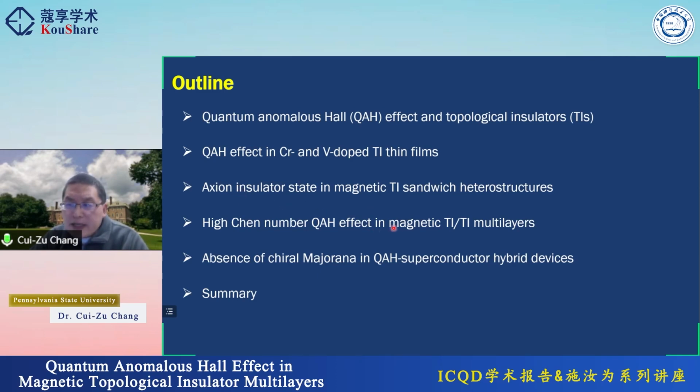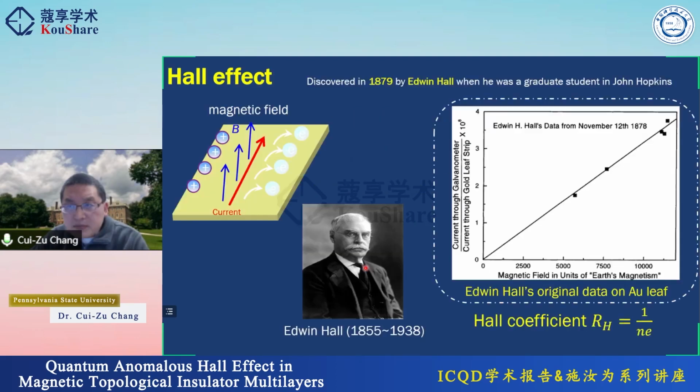And later we fabricated this kind of magnetic TI and TI multilayers and first realized the high Chern number quantum anomalous Hall effect. And based on this kind of quantum anomalous Hall insulators, we fabricated this kind of quantum anomalous Hall and superconductor hybrid device. And we found that the observation of the half quantized plateau in two-terminal measurement is unlikely induced by the formation of the chiral Majoranas. And finally, I will give a very brief summary.